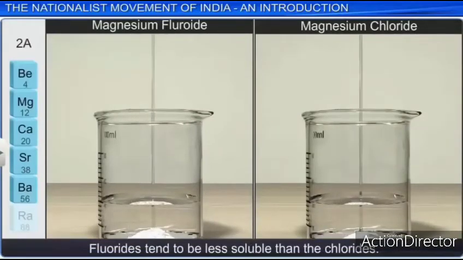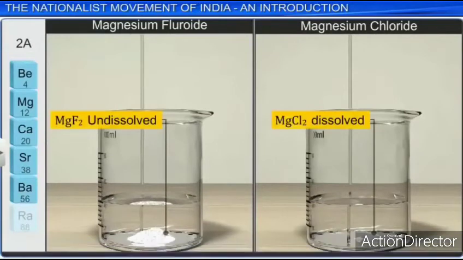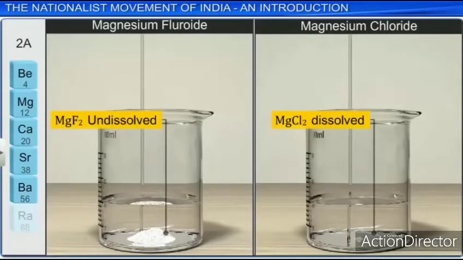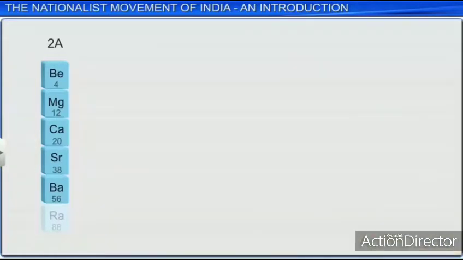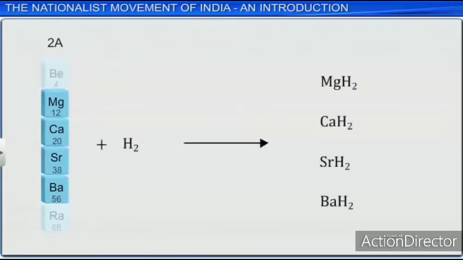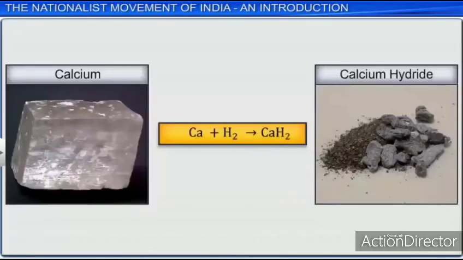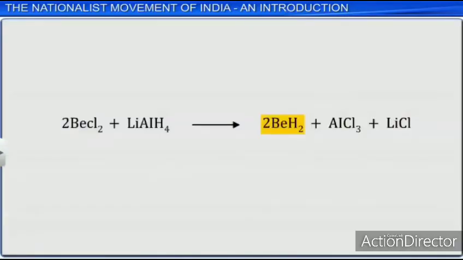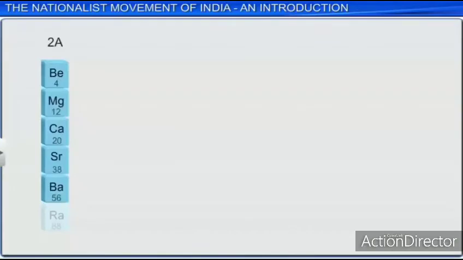In general, the fluorides tend to be less soluble than the chlorides because of the higher lattice energies associated with the fluoride salts. All of the group 2 metals, with the exception of beryllium, react with hydrogen to form metal hydrides. The reaction involving the formation of calcium hydride is given here. Beryllium hydride can be produced by reacting beryllium chloride with lithium aluminium hydride.